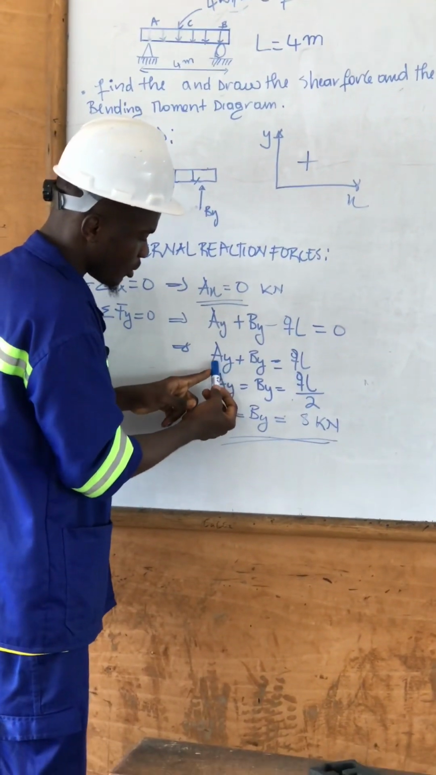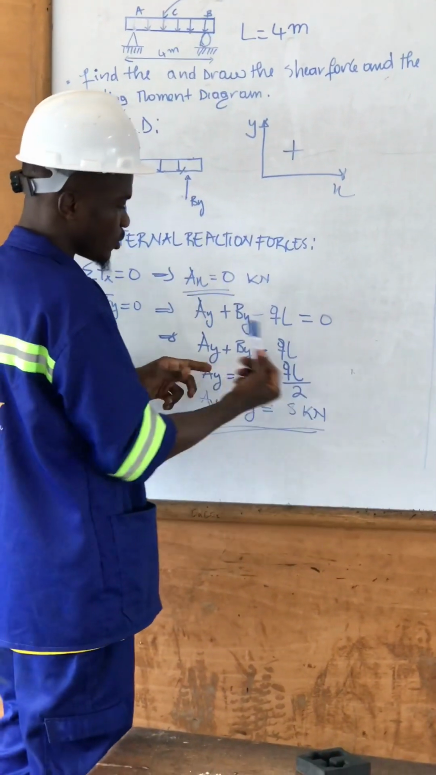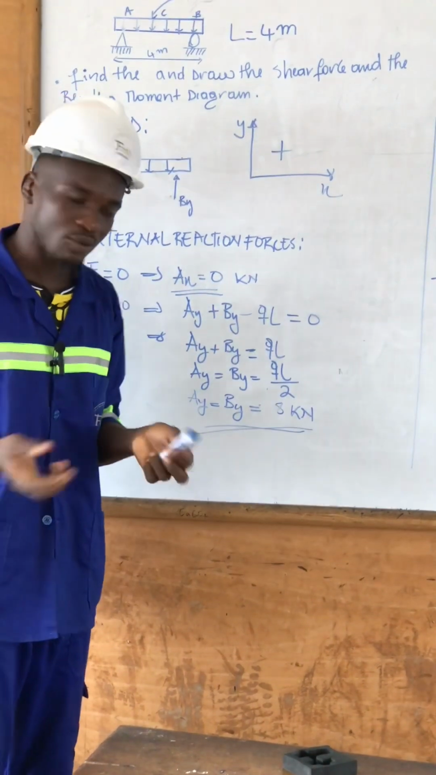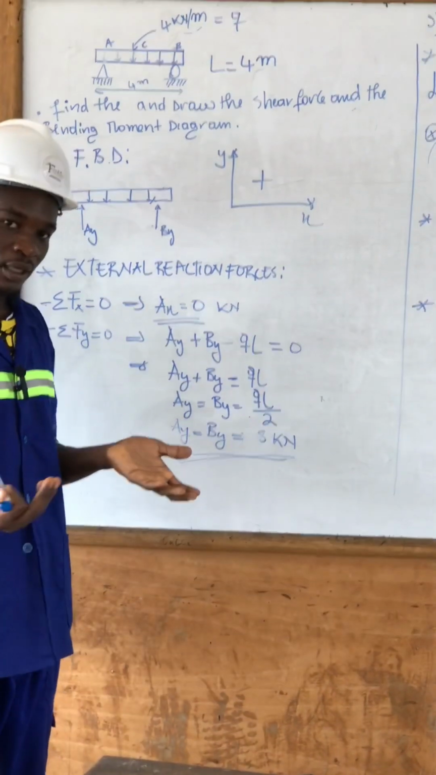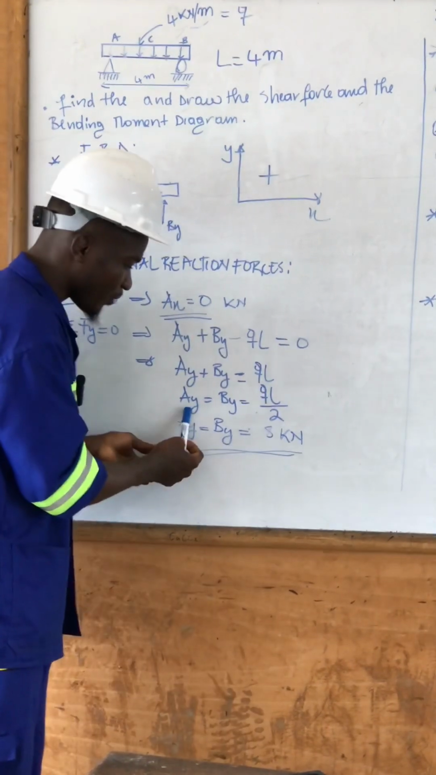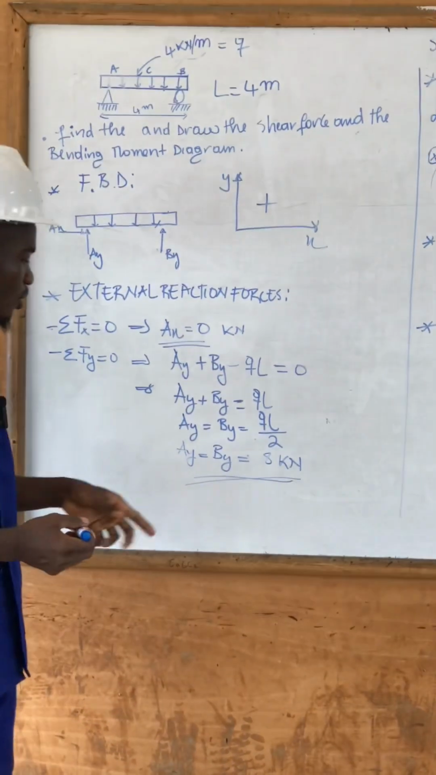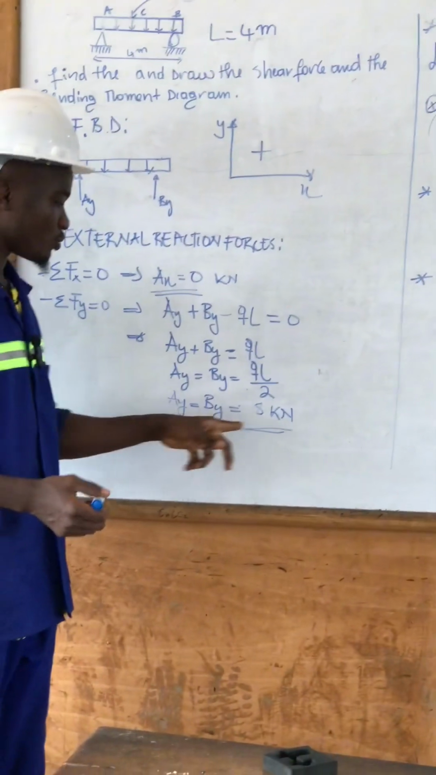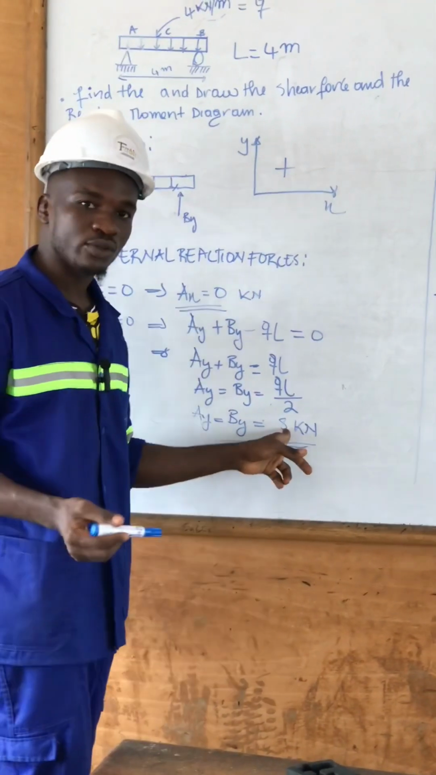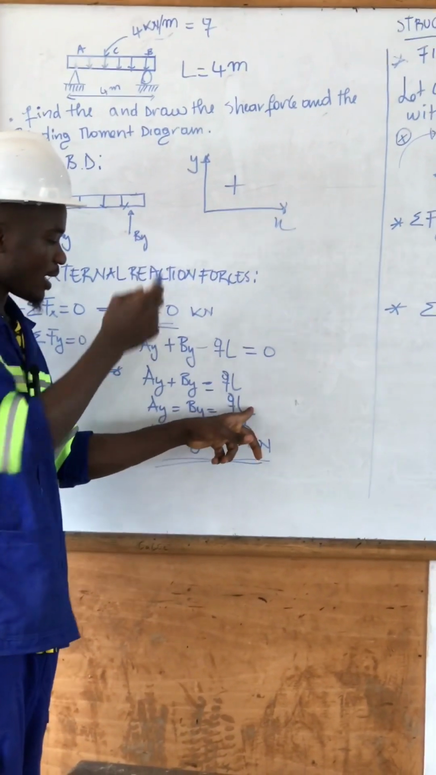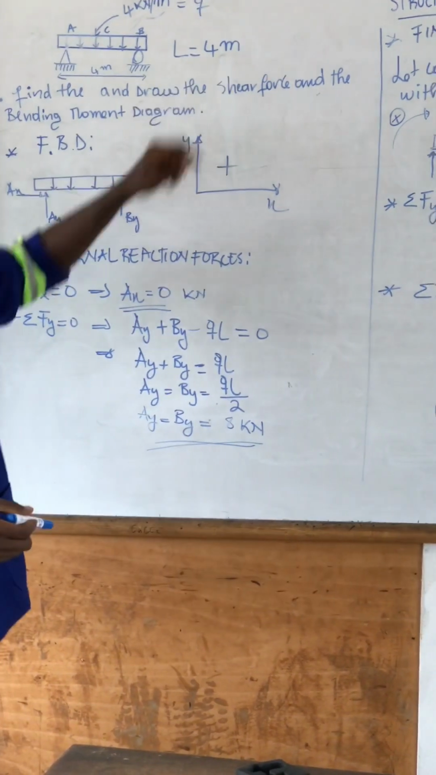So at the end we have AY plus BY equal to QL, and due to the condition of static equilibrium, which you have to satisfy, you have AY equal to BY equal to QL over 2. So AY is equal to BY, which is equal to 8 kN, because Q is 4 kN per meter and L, the length, is 4 meters.